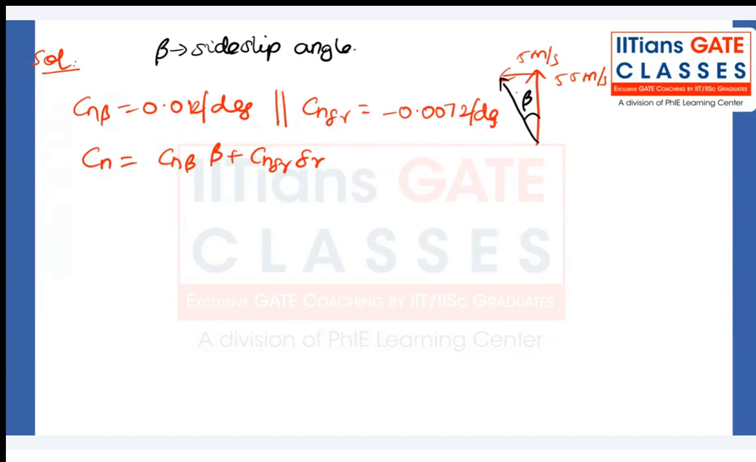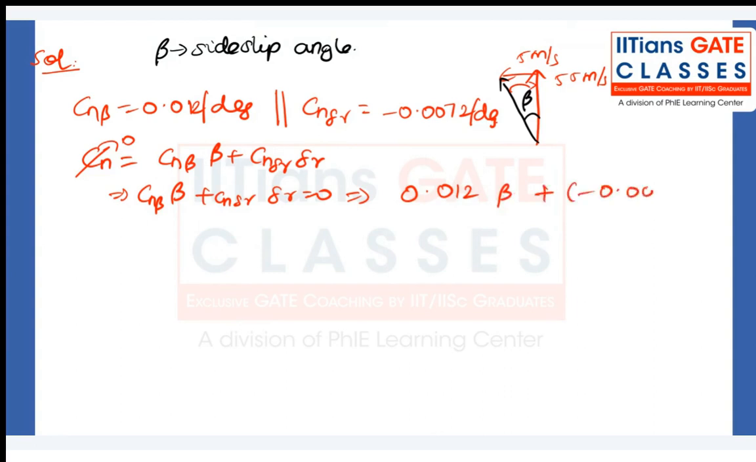Now to make sure that the black now coincides with the red, you have to deflect the rudder, right? So which means the net coefficient has to be 0, correct? So I can write this as Cn beta times beta plus Cn delta R times delta R will be equal to 0. So simplify that, what I have is 0.012 times beta plus minus 0.0072 times delta R. Okay, this is equal to 0.